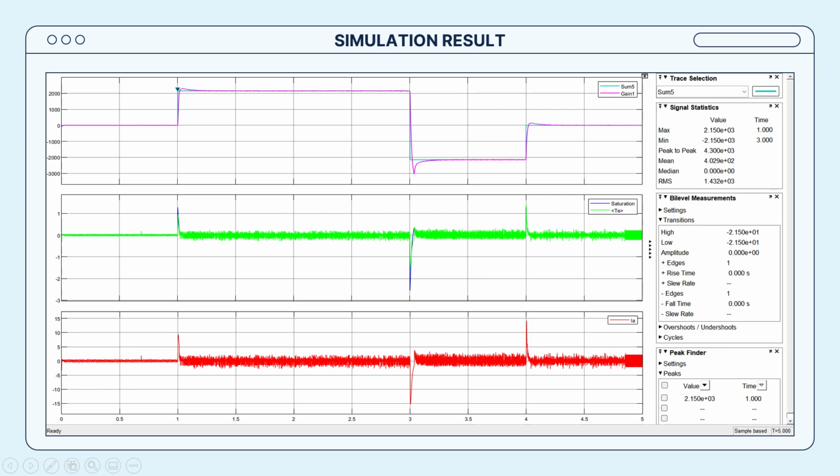Similarly, with the increase in the Ki value, the impact of the accumulated error is also increased, thus having a better ability to counter steady-state errors. However, it can also lead to higher oscillations and ripple as the system continuously adjusts for the past errors.